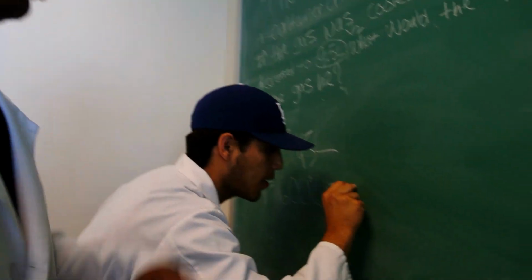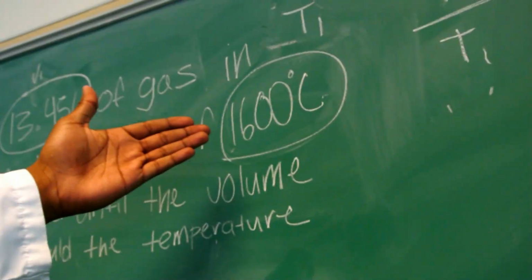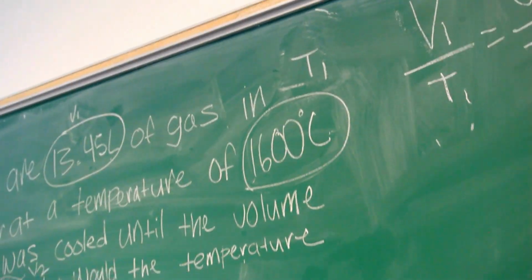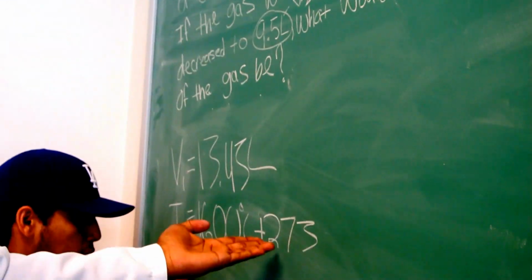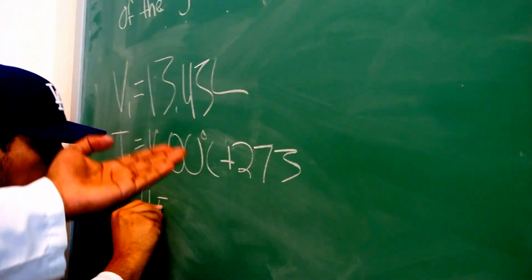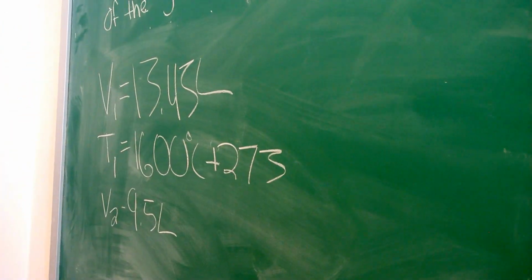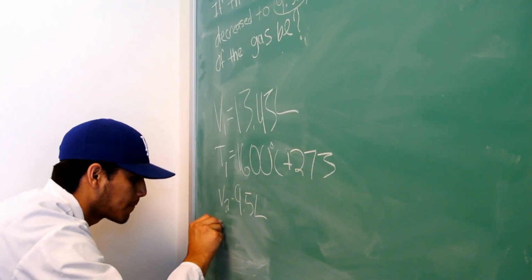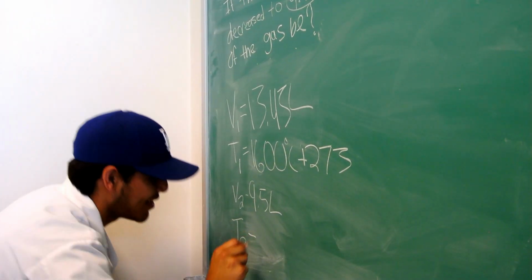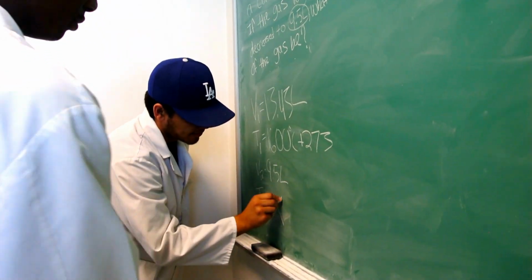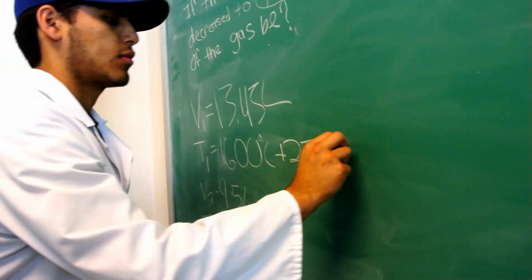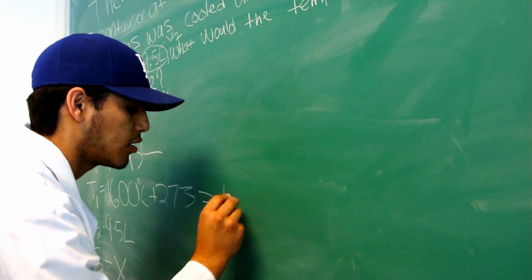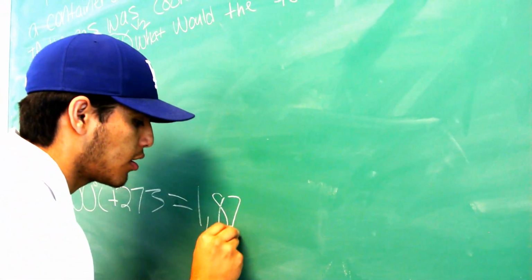As you can see, you can't have this in Celsius, you have to convert it into Kelvin. So you have to add 273 to the original Celsius degrees. That'll be 1,873 Kelvin.